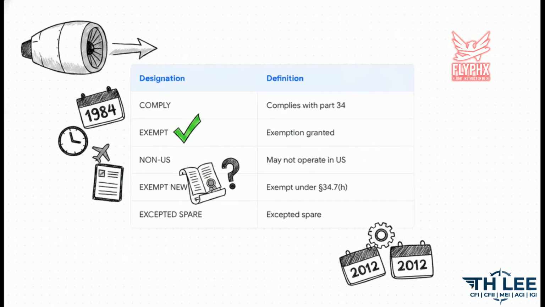Now, for engines manufactured on or after January 1st, 1984, there is an entirely additional layer of compliance we have to track: exhaust emissions under Part 34. You're going to encounter a few specific FAA designations here. Comply means exactly what you think. It fully meets emission standards. Exempt means an exemption was granted, and you as the pilot or mechanic will need to find the specific reason in the permanent power plant record. Non-US is a massive one for us to watch out for. If you see that, it means the engine is exempt, but the aircraft absolutely, under no circumstances, may be operated within the United States. Finally, exempt new and accepted spare apply to very specific post-2012 exemptions.